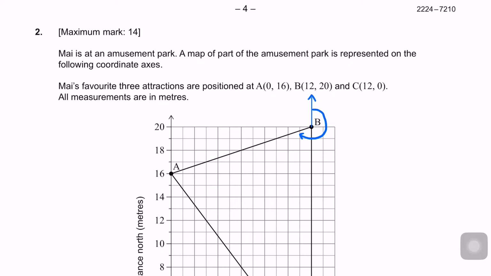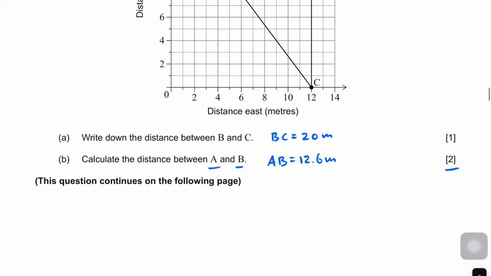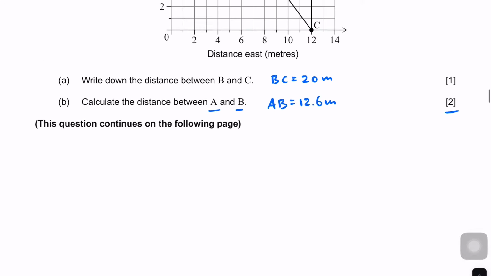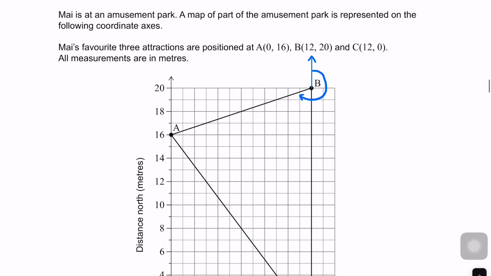So the bearing of, we would say, A from B. That's what it says here, the bearing of A from B. Sometimes I think it's helpful to read these from the back to the front. So we're going from B to A. And the question is, what is the angle that we need to sweep through, B to A?